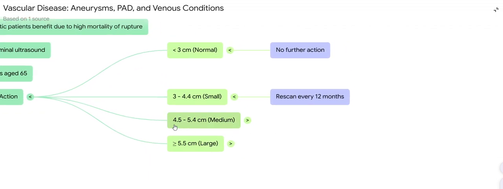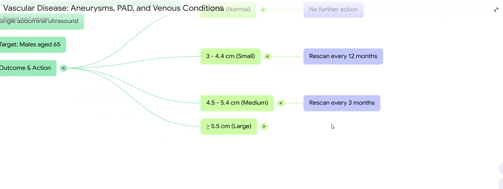And if it is 4.5 to 5.4 centimeters, a medium aneurysm. Okay, 3 to 4.4 was small, 4.5 to 5.4 is medium, and in this case we have to rescan every 3 months. Here we needed to rescan every 12 months. Because it's medium, now we have to rescan it every 3 months.